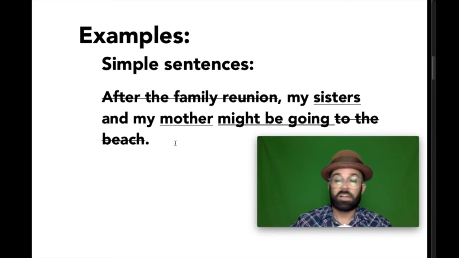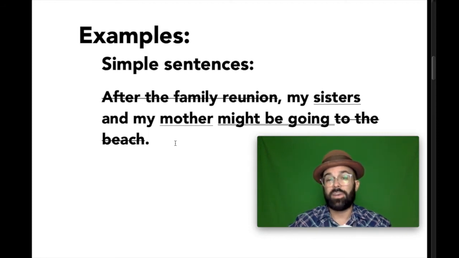It's not a clause. To the beach is also a prepositional phrase, not a clause. We can go ahead and eliminate those two things from the sentence, and the sentence should still make sense. My sisters and my mother might be going. A complete thought, a complete idea.